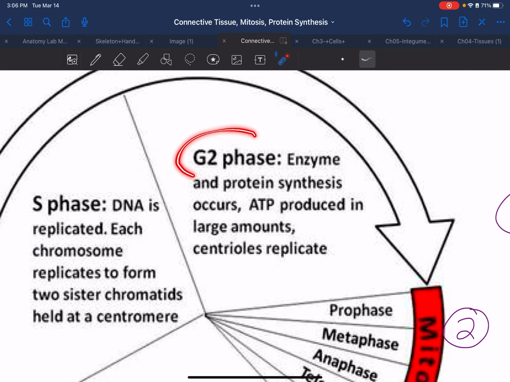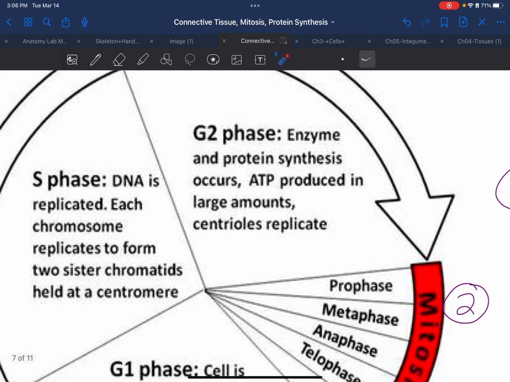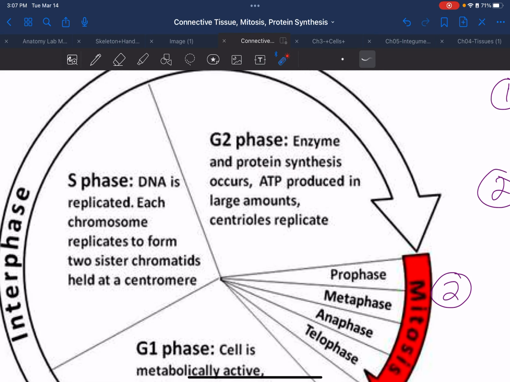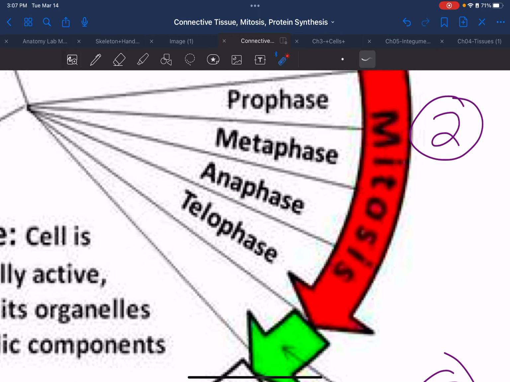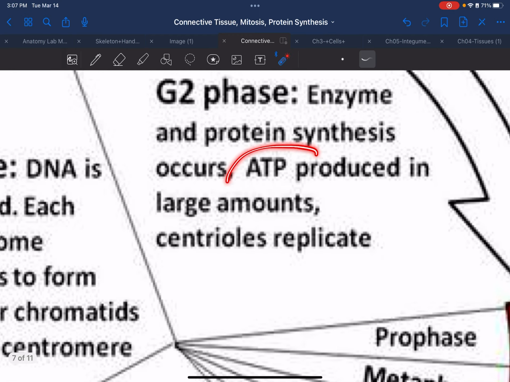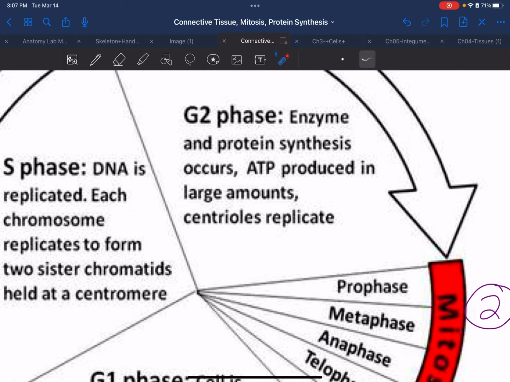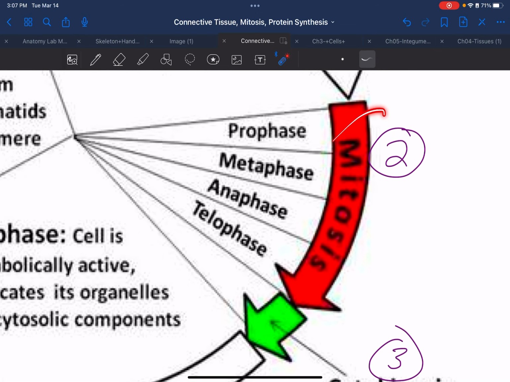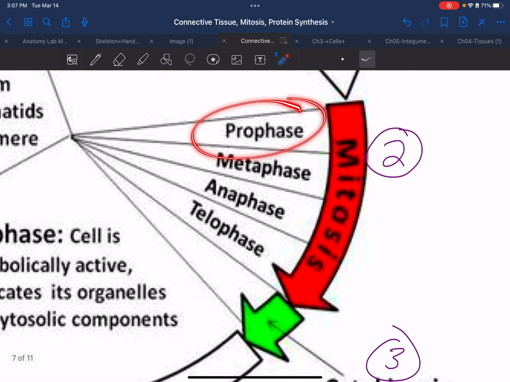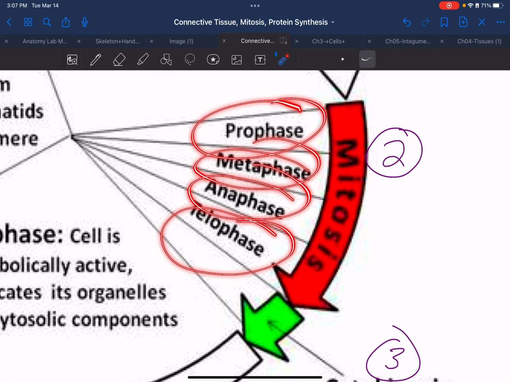The G2 phase can be considered a second growth phase, and this is where enzymes, increased protein synthesis, and the high energy demands are going to be met for the process of cell division, which is mitosis. And so we have to make a lot of ATP, and what organelle is going to be responsible for synthesizing a lot of our ATP? Mitochondria.